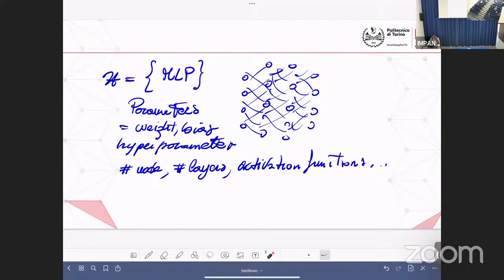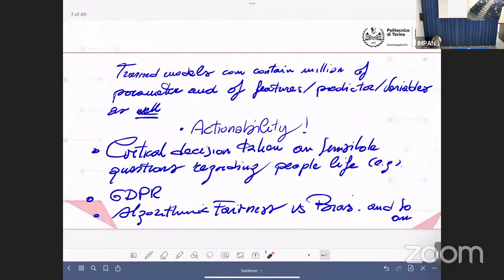Practically, when you finish your work, you build a function that in certain cases might have something like millions of parameters, or thousands of variables. In machine learning, people usually call them features, or predictors if they are more on the statistical side. But in any case, you have all this amount of things. So technically, it's not true that this is a black box. It's something very clear.